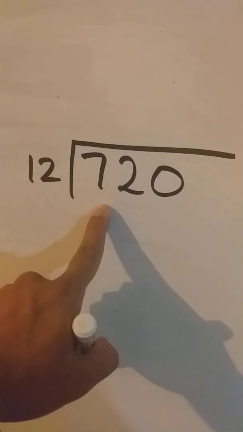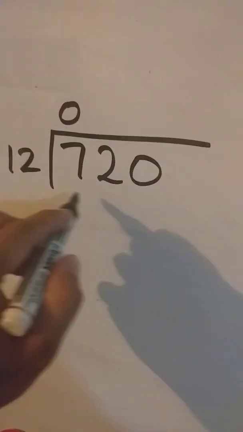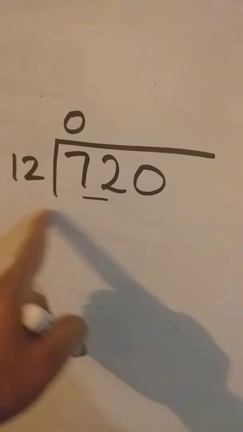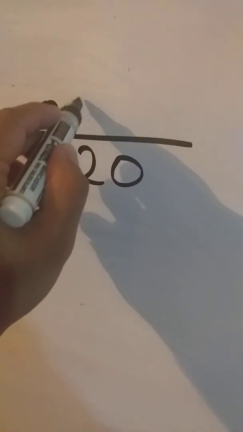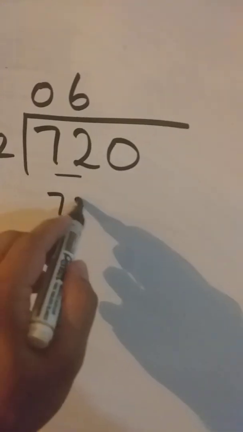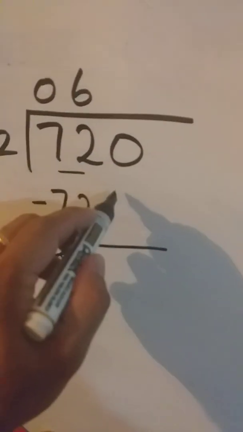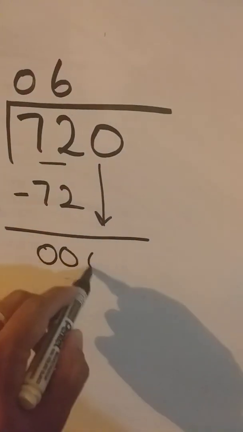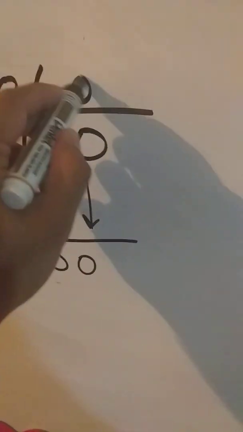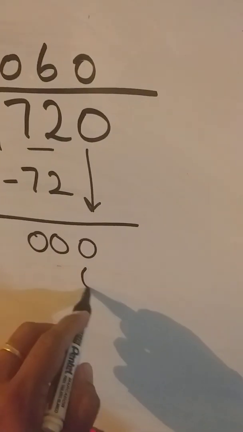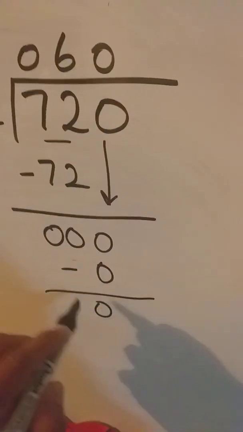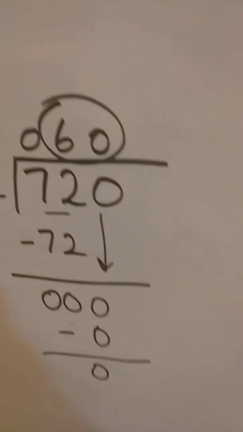12 into 7 cannot, which is 0. Then you go to the next 2 digits. 12 into 72, 6, 6 12s are 72. Take away that, you'll get 0. We still have one digit here. Bring it down. 12 into 0 is 0. So here he has 60 bags to sell.